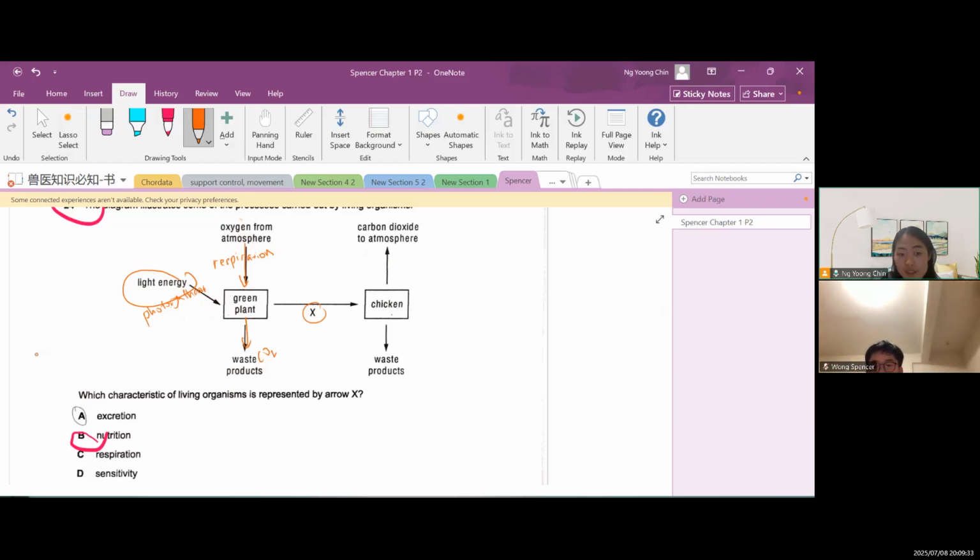Tell me the equation for photosynthesis, Spencer. What are required in photosynthesis? What kind of gas? Carbon dioxide. I'm waiting for your answer. Yes, carbon dioxide. What kind of gas is taken in by the plants? So they will convert it to carbohydrates.